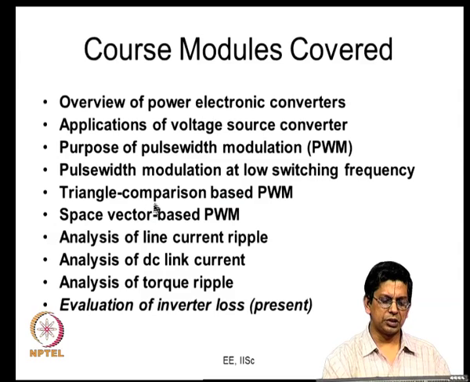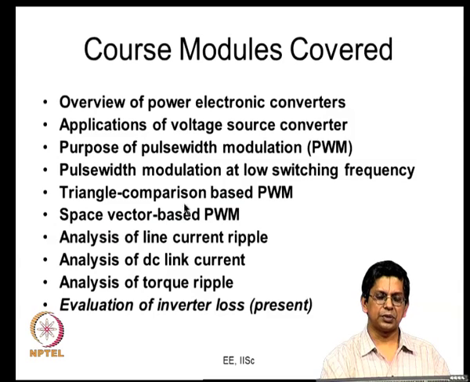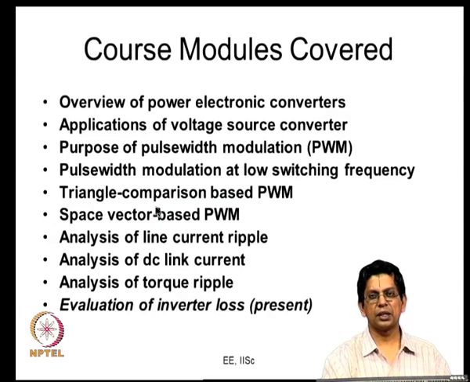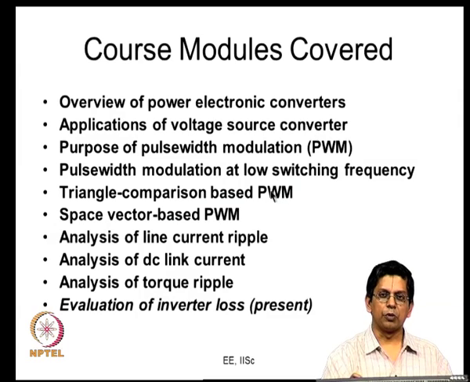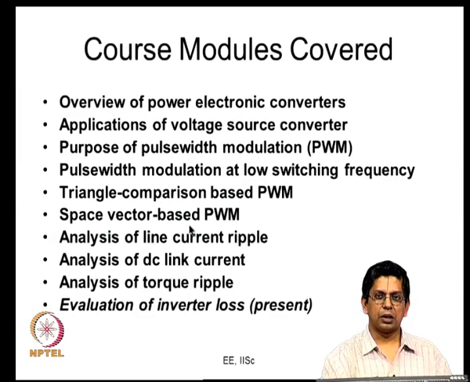Then we looked at this generation at higher frequencies, that is triangle comparison. You compare some 3-phase modulating signals with a carrier whose frequency is much higher than the modulating signals frequency, and you produce PWM waveforms. The same way you do it with the space vector. There is a revolving voltage vector given as a reference. You sample that every time and you use your inverter as different vectors produced by the inverter, and make sure that the inverter produces an average voltage vector which is equal to the reference vector. Same thing done in space vector.